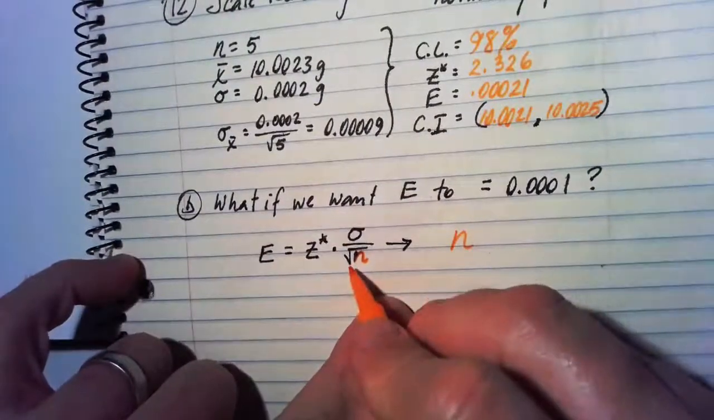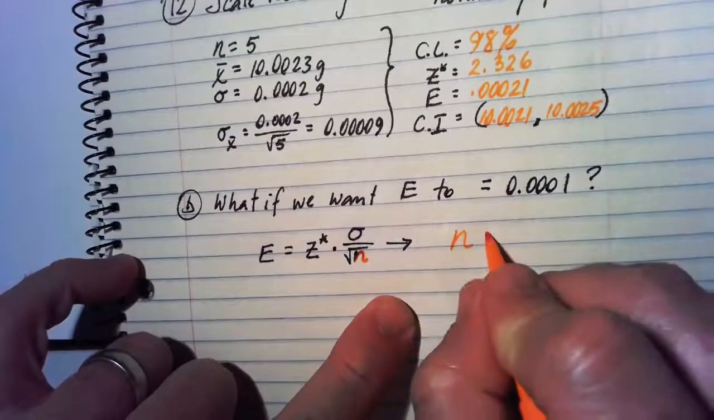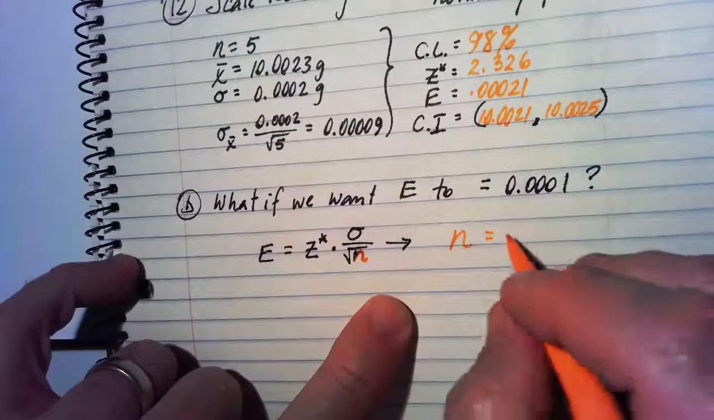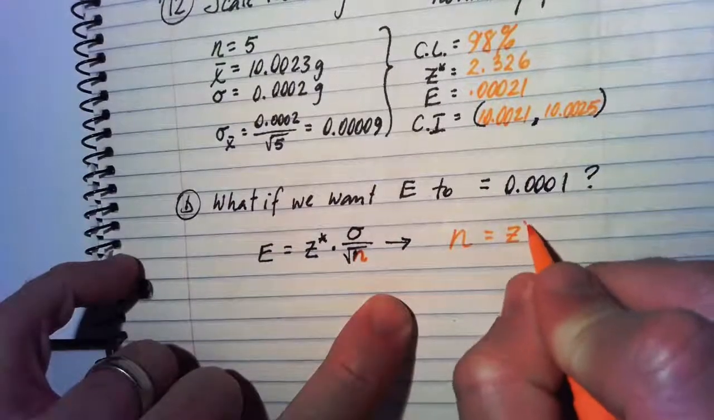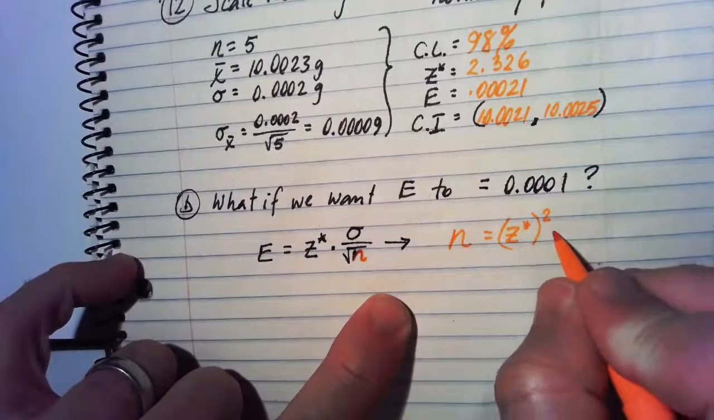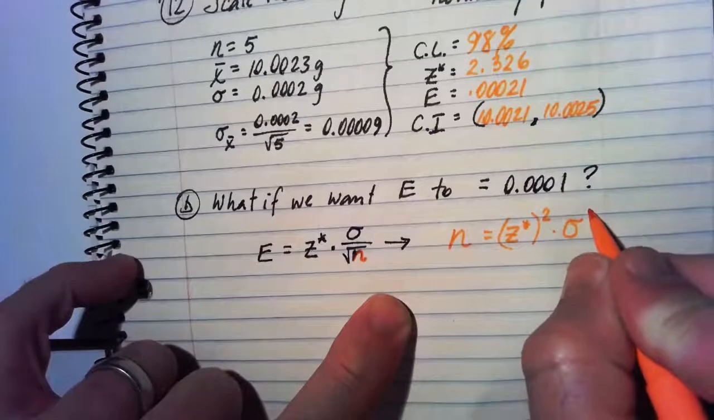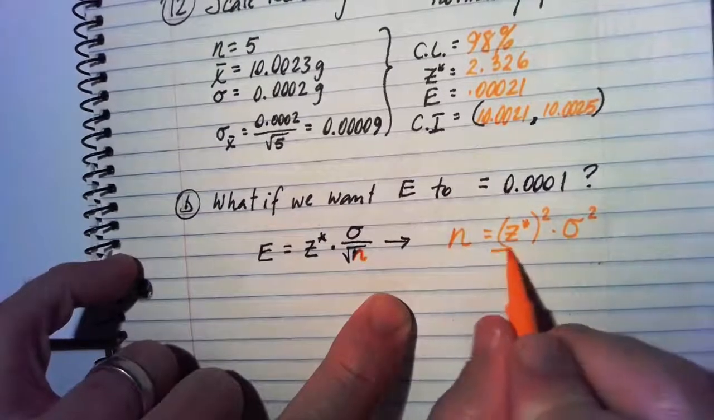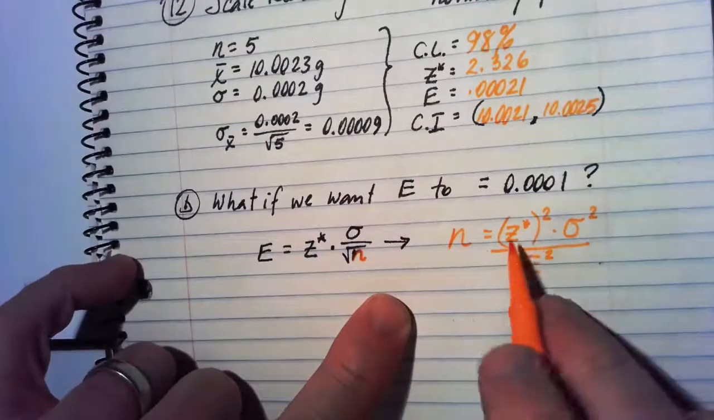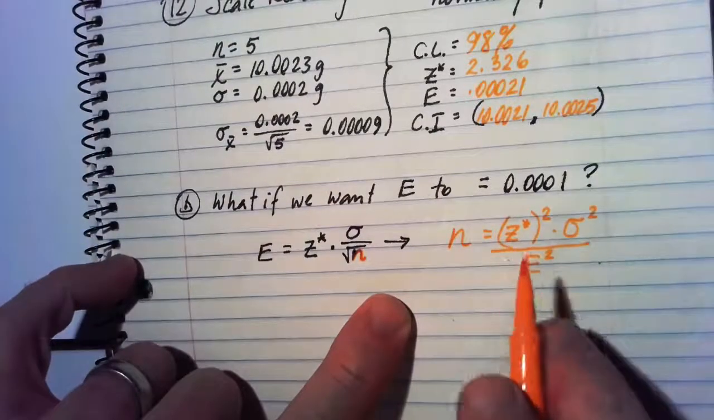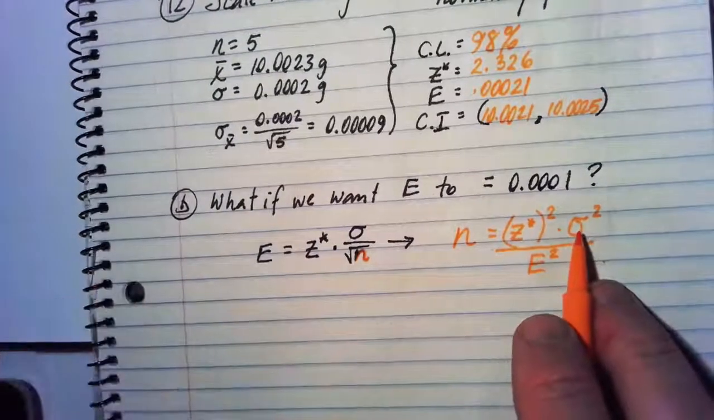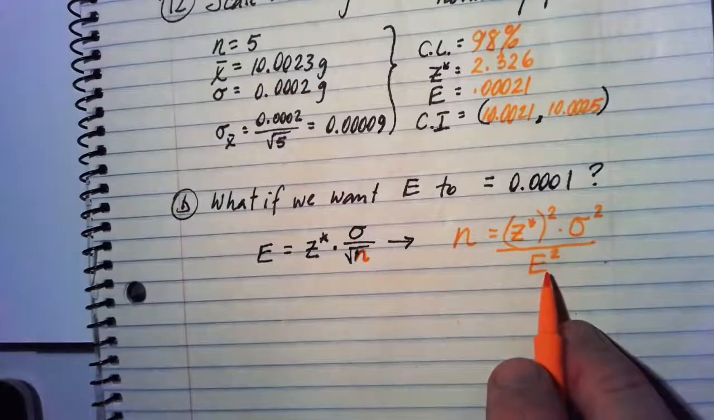The square root of n has been squared, so we just got n, which is the whole point of squaring it. And then we have the z star squared times sigma squared, also known as the variance, divided by the margin of error that we want squared. So we know all these numbers, and I'll stop the camera and plug these in, but we know the critical value, we know the population standard deviation, and we know the error that we want.